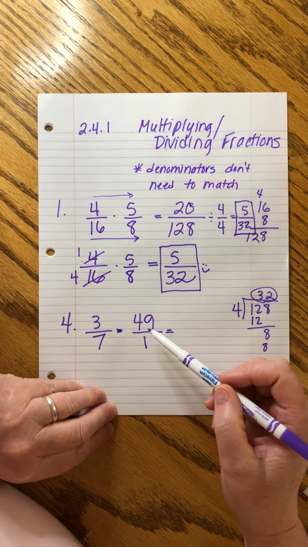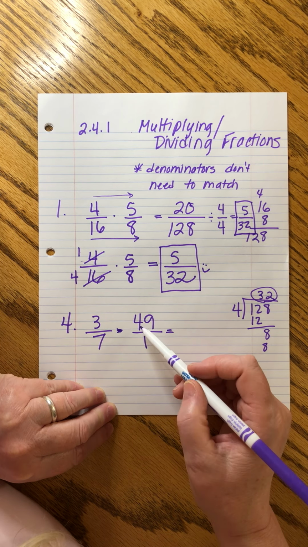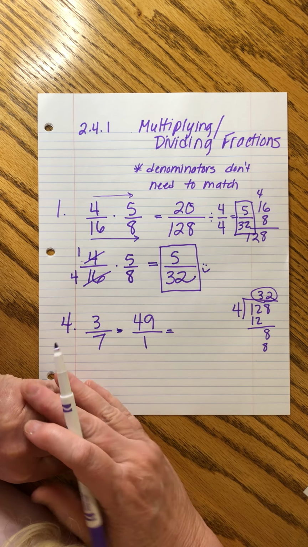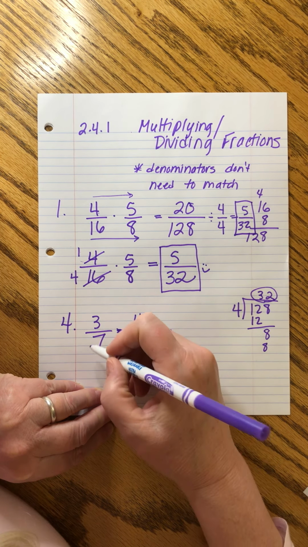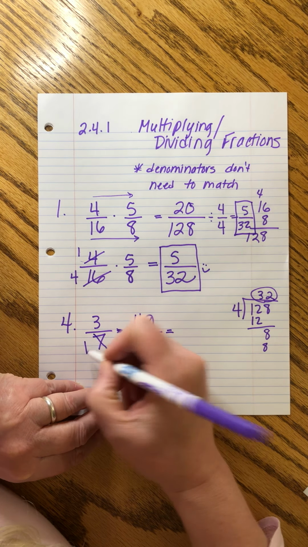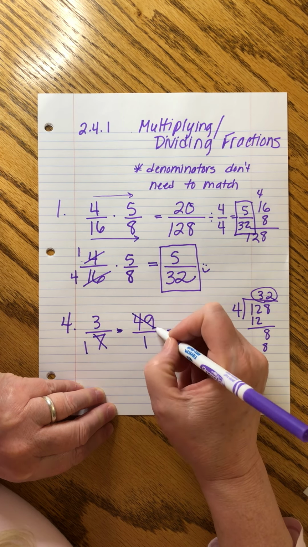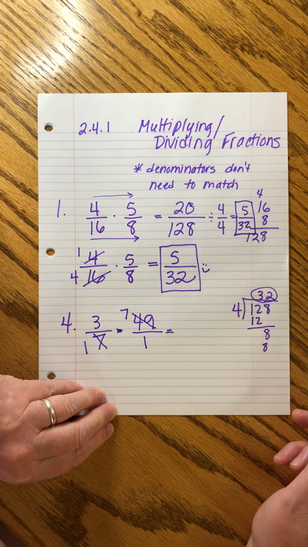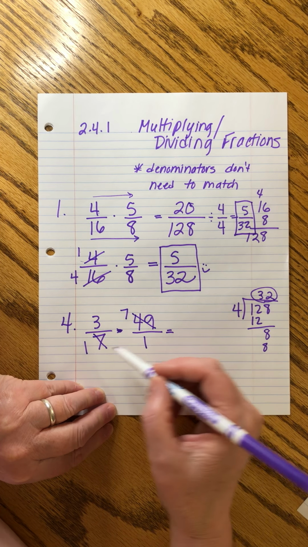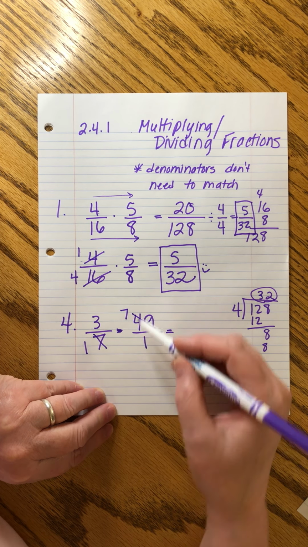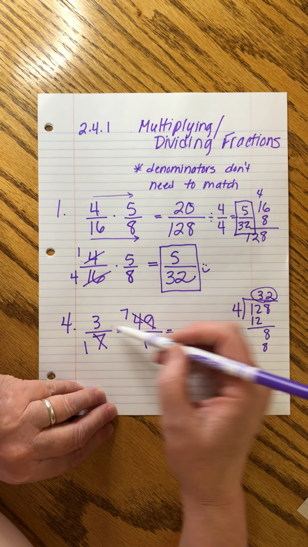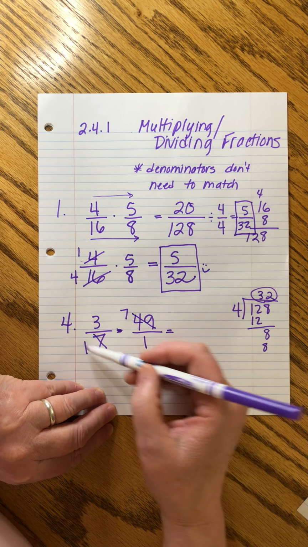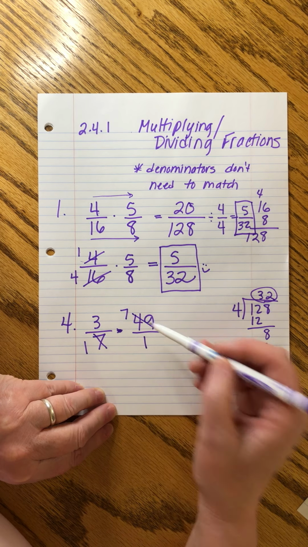This is where it really helps if you know your times tables well. 49 and 7 have a relationship, don't they? 7 times 7 equals 49. So if I divide 7 by 7, I get 1. And if I divide 49 by 7, I get 7 again. Now I have 1s in both denominators, so I know there's nothing left I can cancel top or bottom. Remember, you can do anything in the top against anything in the bottom, but you can't go side to side.